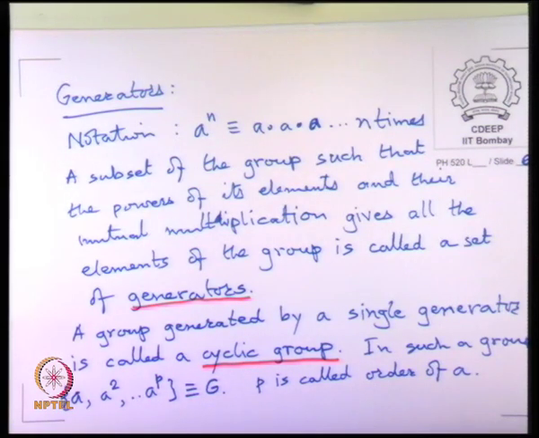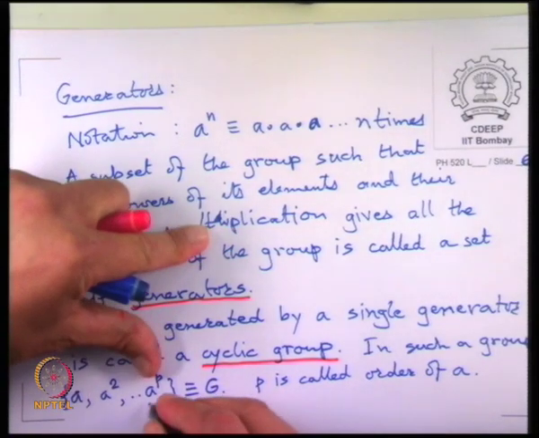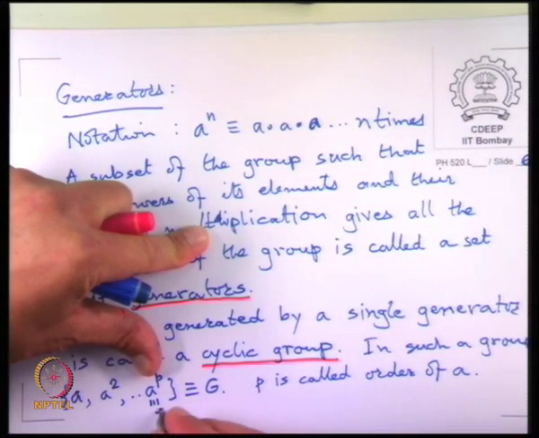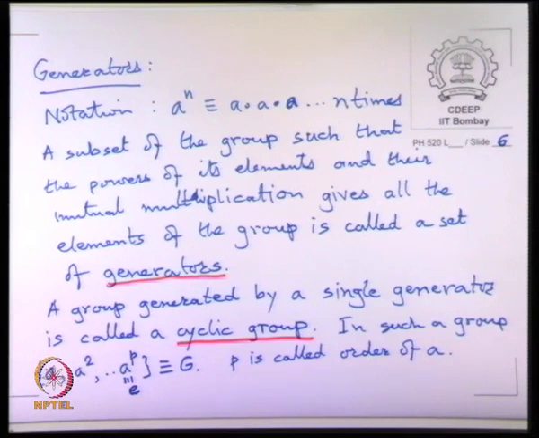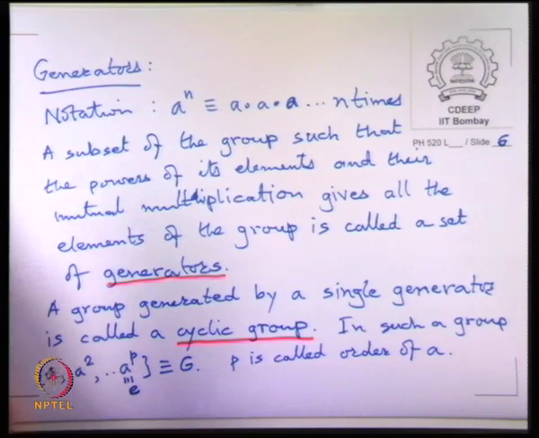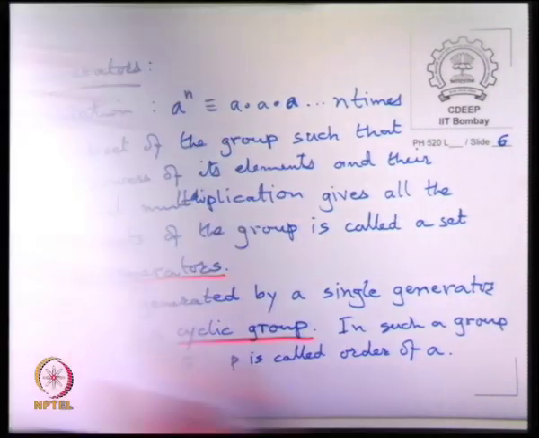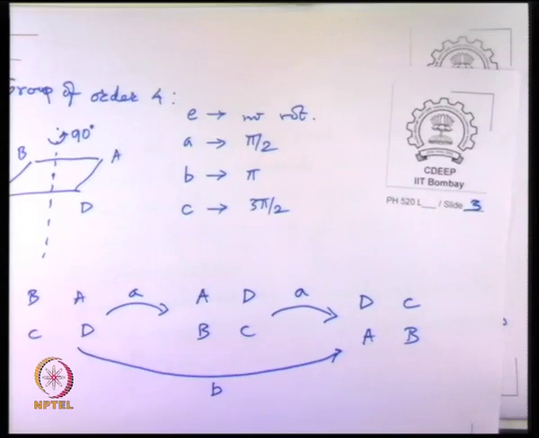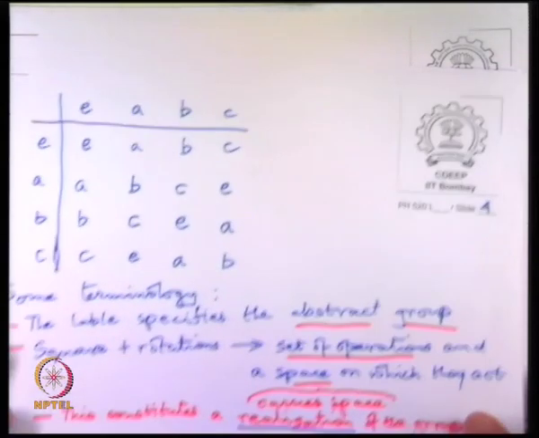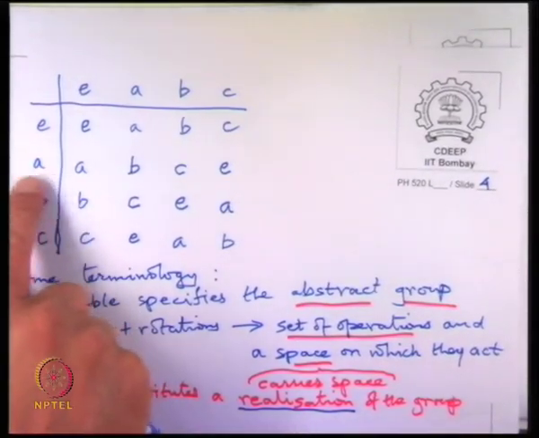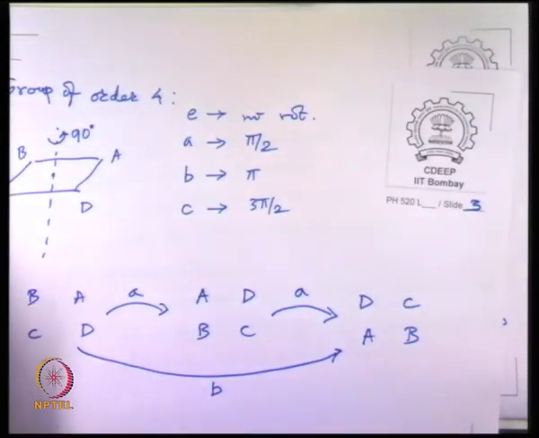I forgot to add that where a to the p is equivalent to identity, then p is called the order of the element a, of this generator a. And we already saw that example, because our group of these rotations, in this particular example, essentially the 90-degree rotation generates all the other elements. So, it is a generator and this is a cyclic group of order 4.